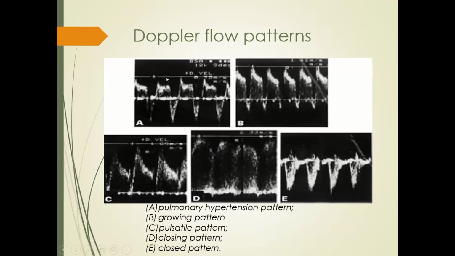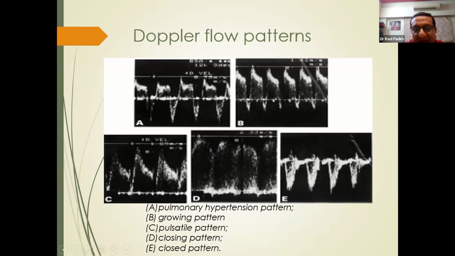So this is a Doppler flow pattern. So what we are worried about is that the growing and pulsatile patterns are the significant ductus patterns. If it is a closing pattern or closed pattern, then we don't need to worry. So the ductal hemodynamic significance is there when there is a growing and pulsatile pattern. So this is the fourth index.